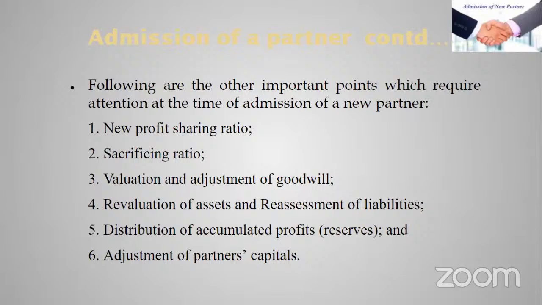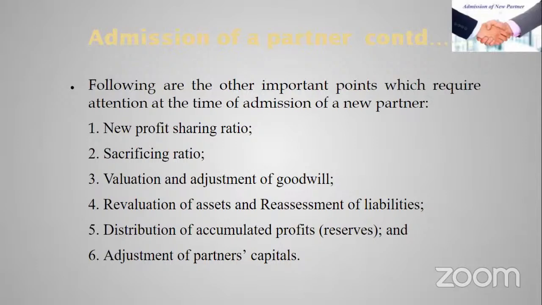Remember children, when an admission of a partner question is given, in the question you will be given a balance sheet and some additional information. From that, you are supposed to prepare the revaluation account, partners capital account and new balance sheet after admission of the partner. And before doing all these three, you are supposed to do some working notes with regard to the calculation of new profit sharing ratio, sacrificing ratio and calculation of goodwill. These three you are supposed to do in the notes.